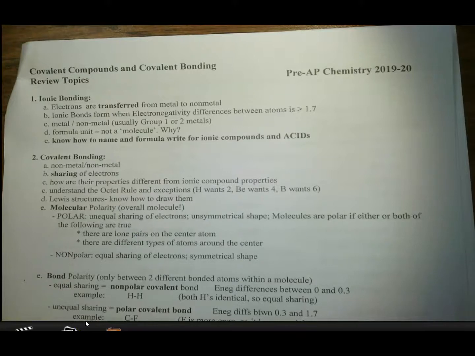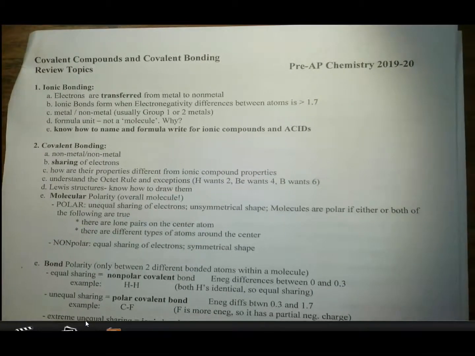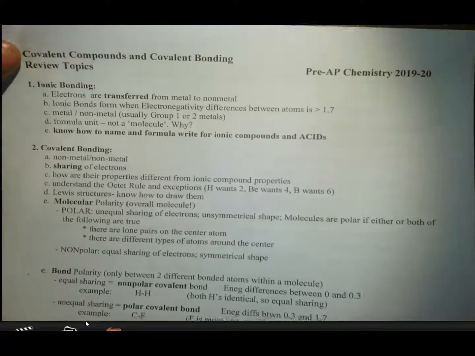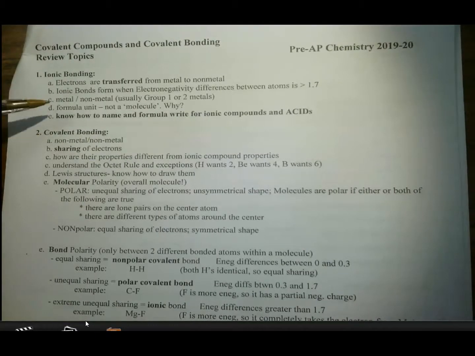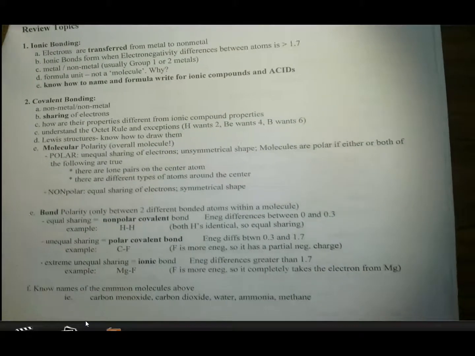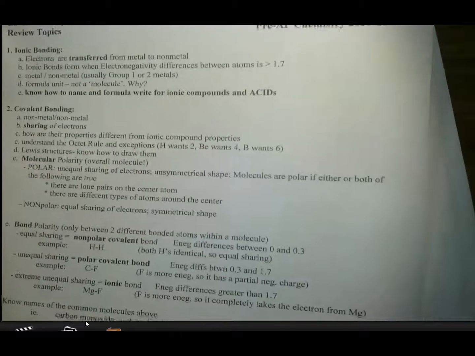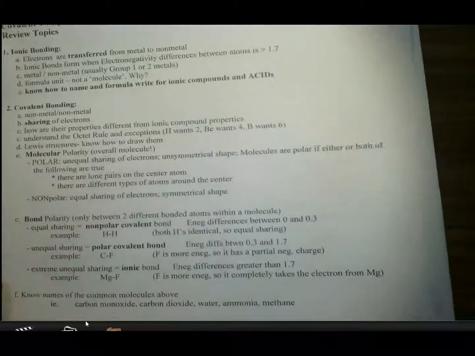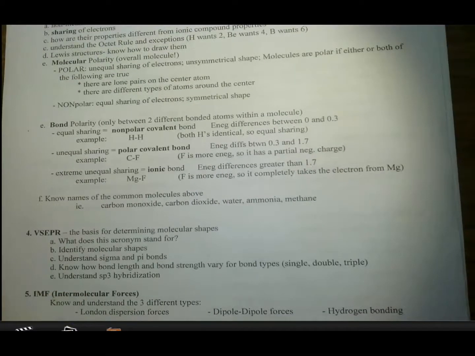I want to just start this video by saying it's a little bit choppy, and my apologies, but this is a review video for the covalent compounds and covalent bonding test. So the first part of the test review, you're just going to see a lot of notes. You're going to see the video get a little choppy here in a second, but I'm going to start talking in just a minute about some of the things that you're going to want to know. You have this already in your packet. So that is where this video is going to begin, just going over the review topics.